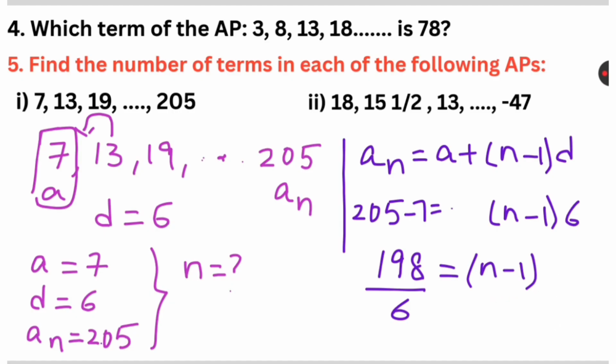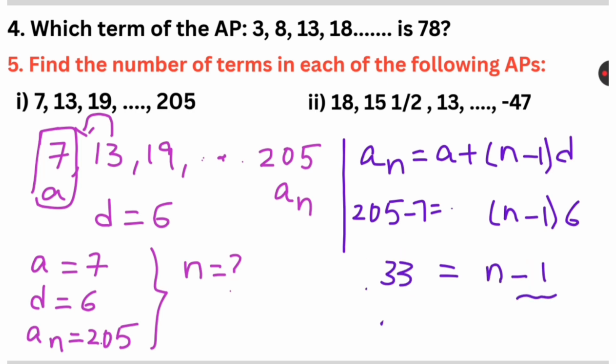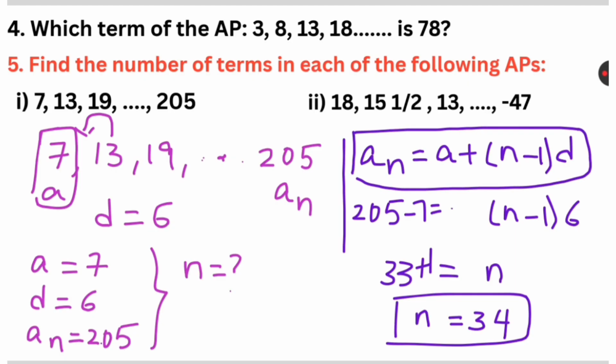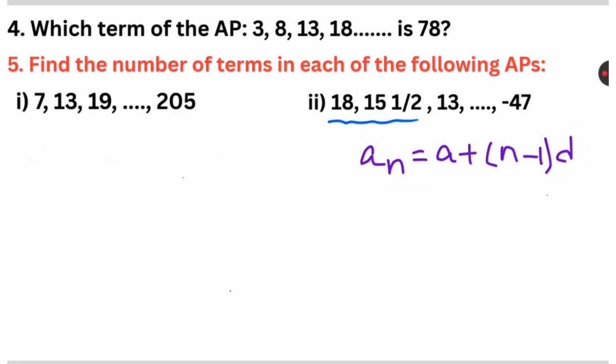On the left hand side, if you divide by 6, then we get 33. Here we have a minus 1, so let's add 1 on both sides. Then minus 1 plus 1 turns into 0. So the n value is 34. So the number of terms is 34. Like that, using this an equals a plus n minus 1 into d formula, we can find the number of terms. Now let's see another given arithmetic progression, which is 18, 15 1 by 2, 13 and so on up to minus 47.